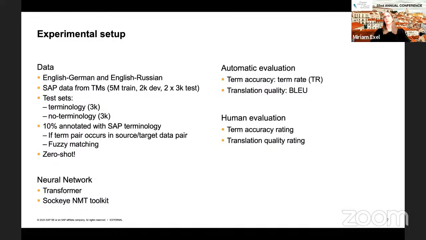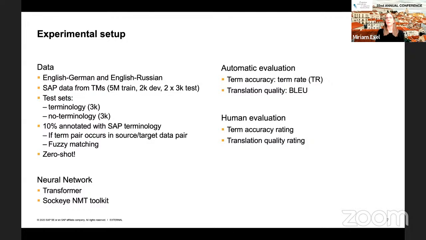Then for evaluation, we will report 2 metrics. There are more in the paper, of course. So to see how well the models adhere to the terminology constraints, we report term rates. The term rate is computed as the percentage of times the expected target term is generated in the machine translation output out of the total number of term annotations that we have in the test set. And here, for the term rate computation and for finding the terms, we also use a fuzzy matching strategy.